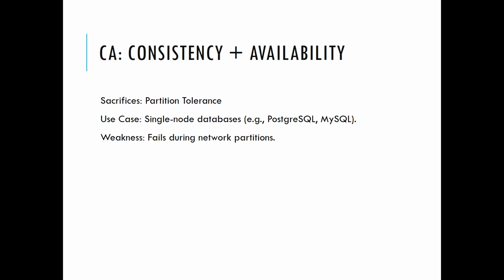CA systems, consistency plus availability, are rare. They work flawlessly until the network fails. Example: traditional databases like PostgreSQL on a single server. All reads/writes are consistent and fast, but if the network partitions, the whole system stalls. That's why Kingsbury jokes there are no CA systems, only CA fantasies. Real distributed systems need partition tolerance.